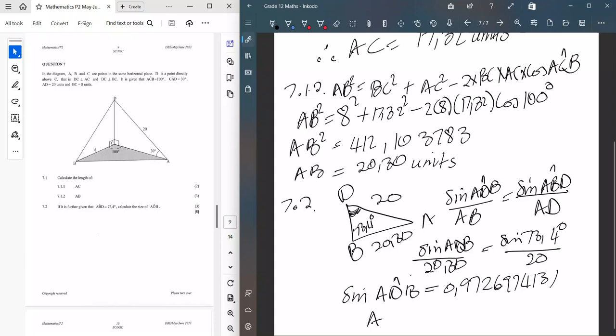Then angle ADB is the inverse of this. By now you know that it's sine inverse. So sine inverse of our answer, what do we get? 76.58 degrees. So angle ADB is 76.58 degrees. This is how you do these questions, this is how you attempt them.